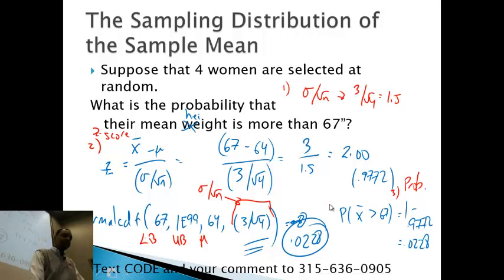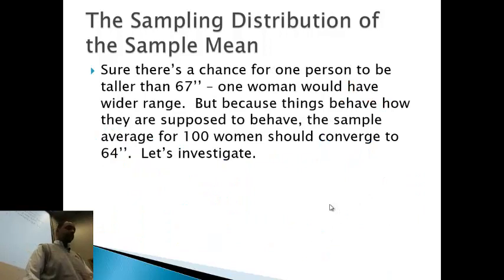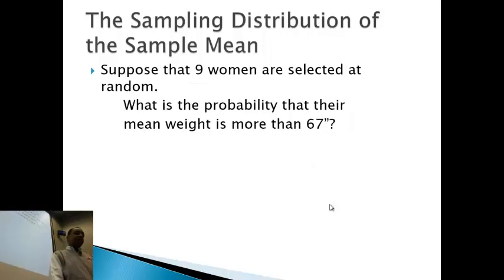Now, that's an example from Thursday's class. So let's walk through a fresh one today on Tuesday, a whole week later almost. Sure, there's a chance for one person to be taller than 5'7", but on the flip side, what about 100 women having an average bigger than 5'7"? Let's look into it. About 9. This height should be height.